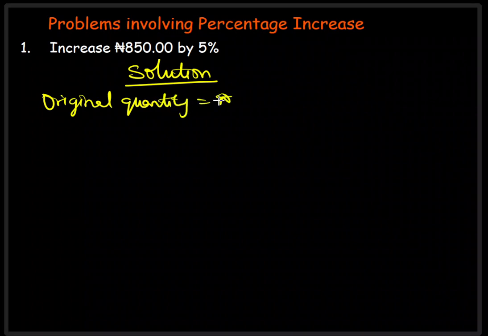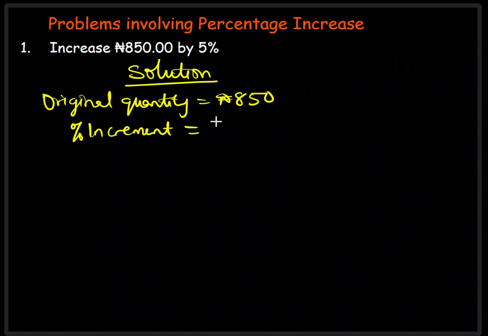That's equal to 850 naira. I think we can ignore the .00. The 5% here is the percentage increment. Remember that increment is just the additional money on top of the original. So increment is not the new money or the new quantity. Increment is the additional. So we have to increase this by this, which means we have to solve and get the new quantity.